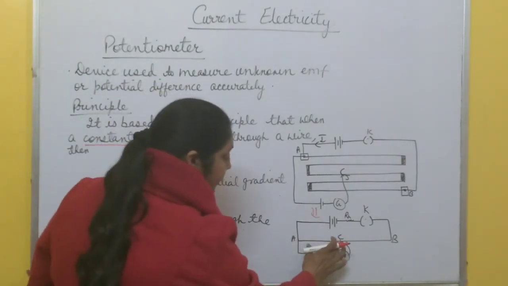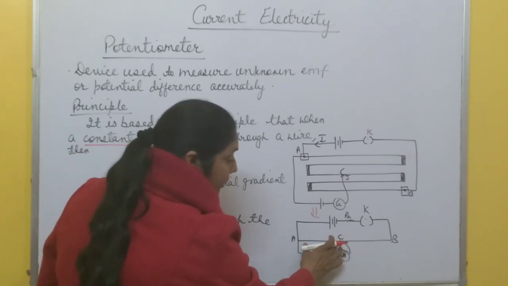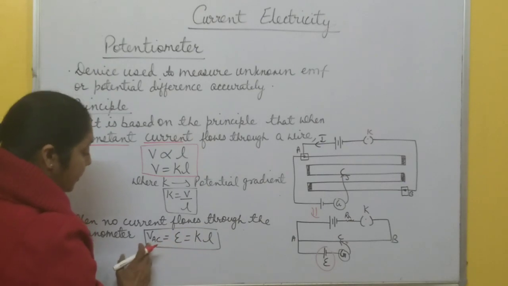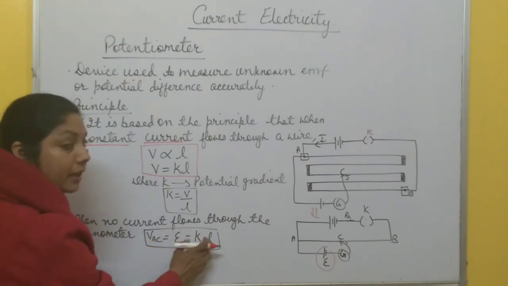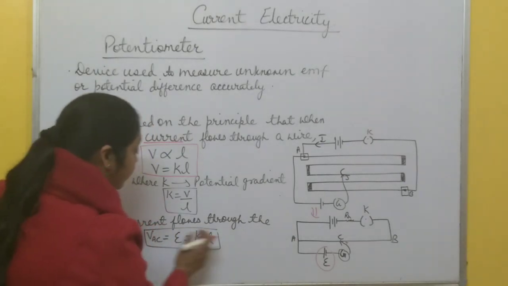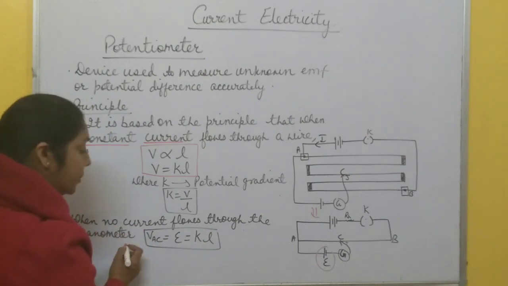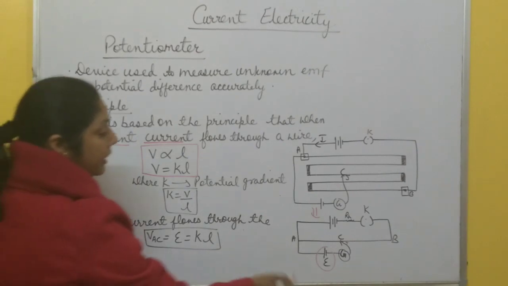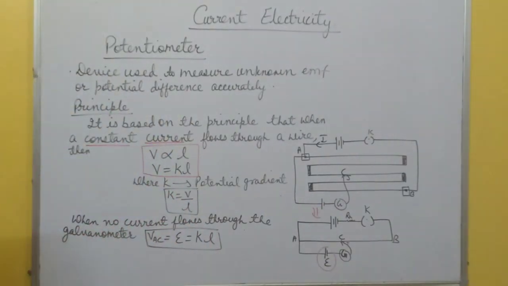And the potential difference along this wire AC is equal to K into L. So potential difference across AC is K into L, and this is nothing but, when the galvanometer shows no deflection, the EMF of the cell. So E equal to KL. In this way, you can determine the EMF of the cell. So I think it's clear.